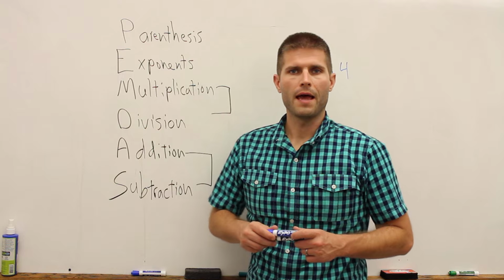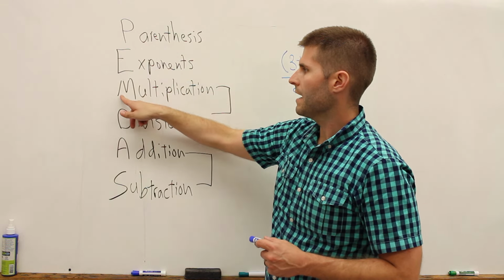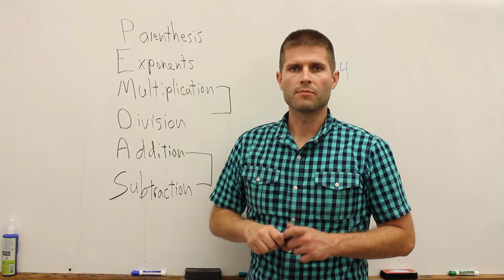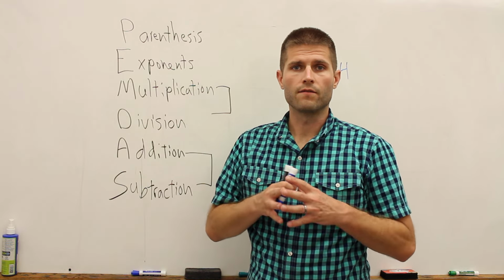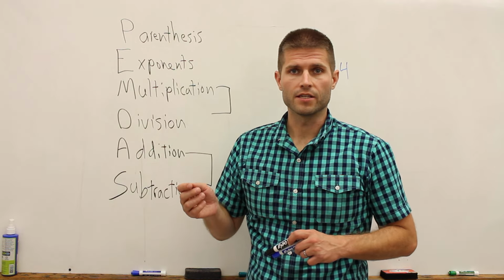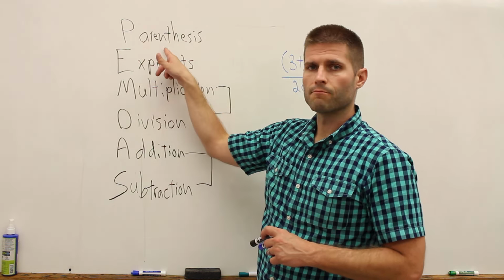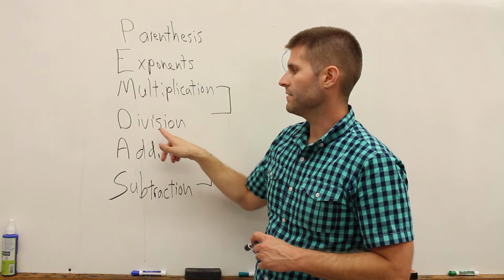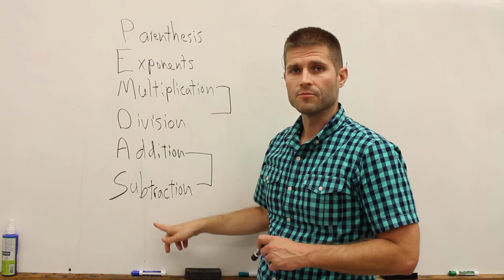So the mnemonic is PEMDAS, P-E-M-D-A-S, and each of those letters in that word represents an order of operations that you will perform in a chemistry or any type of calculation. So the P represents parentheses, E exponents, M multiplication, D division, A addition, S subtraction.